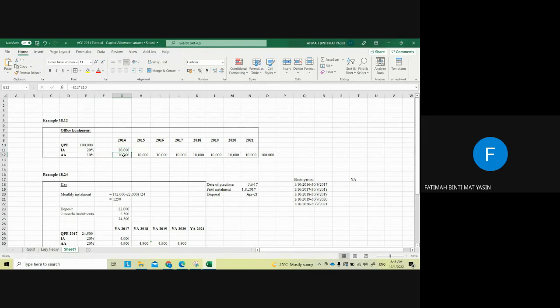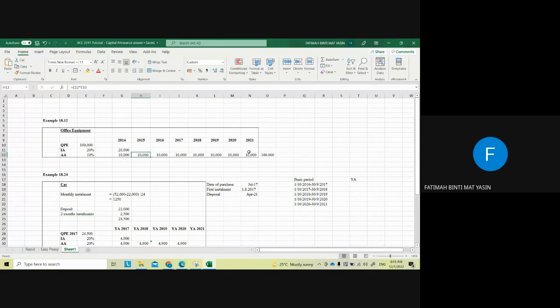The company can also claim the annual allowance, which is 10,000. How did we get this 10,000? The annual allowance rate, which is 10%, you multiply with the QPE, which is 100,000. Then you will have 10,000. For 2015, you can also claim annual allowance, which is 10%. So 10% multiplied by 100,000 is also 10,000. The same goes until 2021.